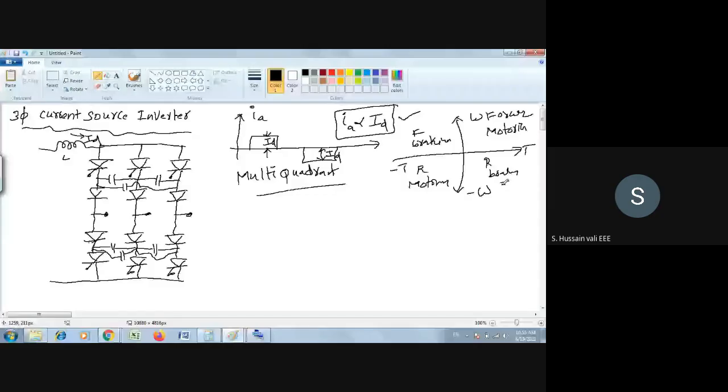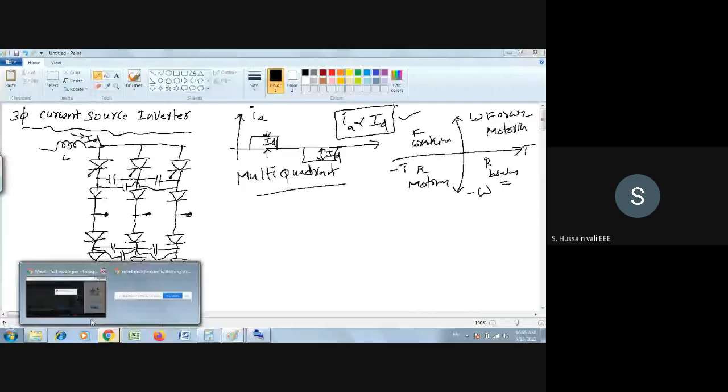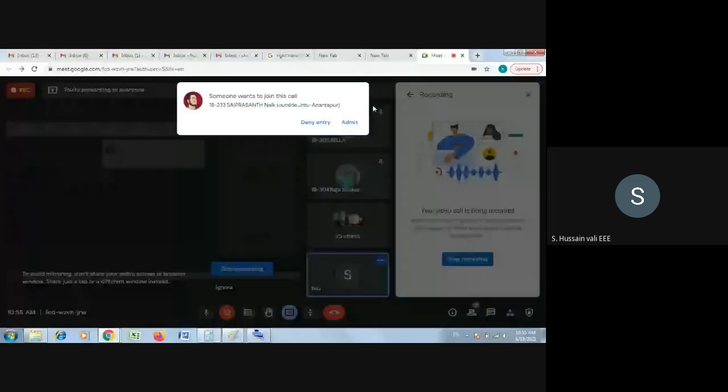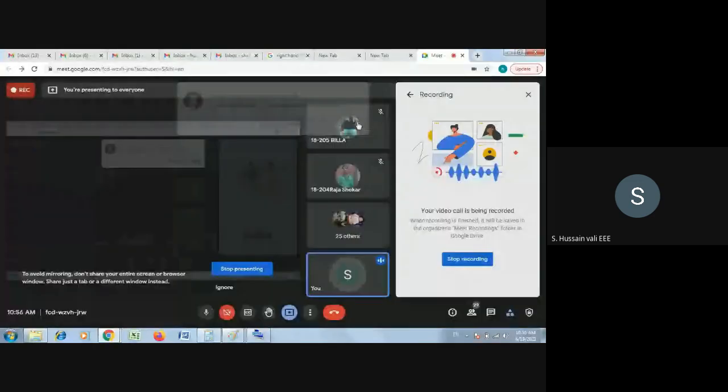For the braking condition, you reduce the frequency of the stator. If you reduce the frequency of the stator, then obviously the slip becomes negative. Then the power will become negative, so it goes into the braking condition.